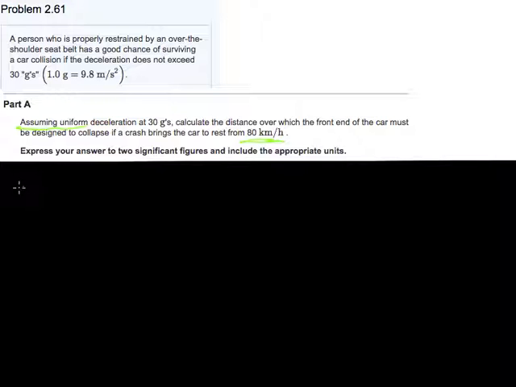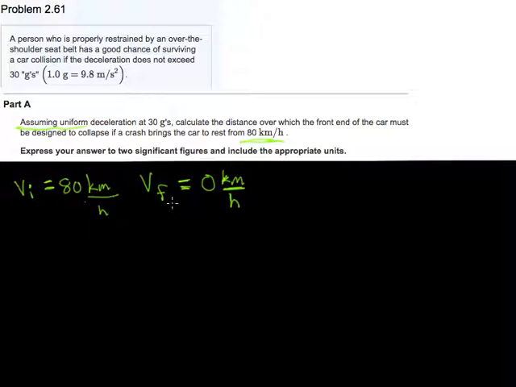So it has an initial velocity of 80 kilometers per hour. We're bringing something to rest, well, that's 0 kilometers per hour. Alright, and so we have velocity, and then we have a deceleration or a negative acceleration of minus 30 Gs. And now we'll use 1 G as 9.8 meters per second squared as a conversion factor in a second here. And so we need to find a distance, right here, distance.